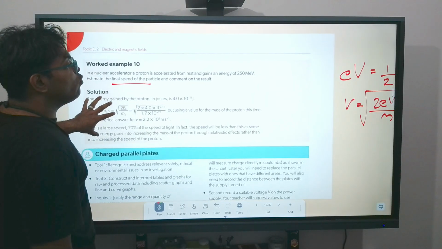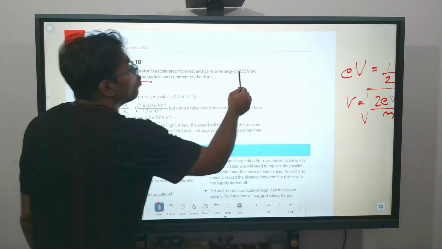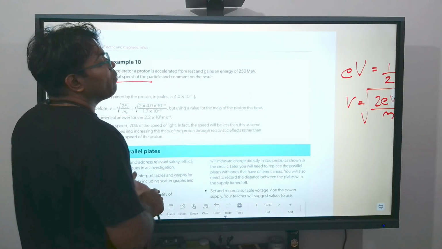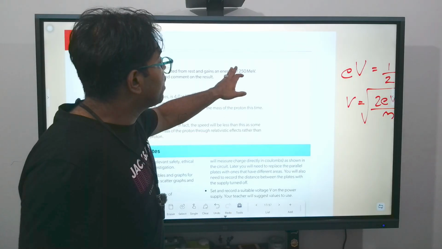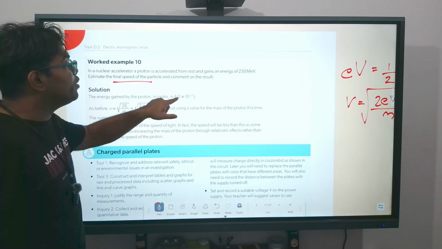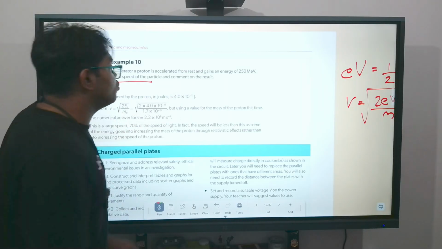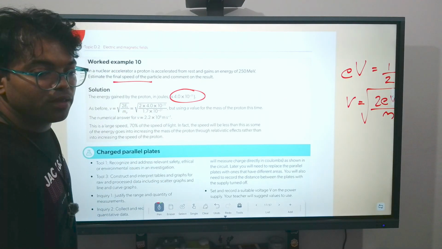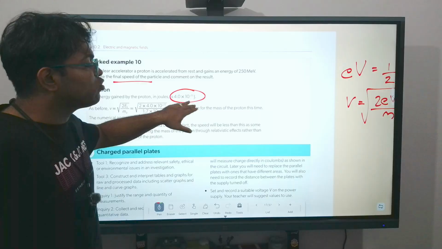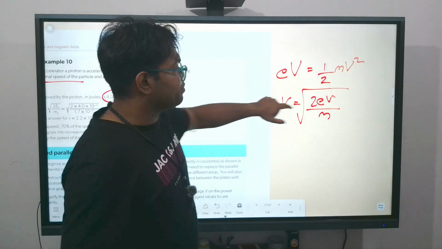So what do we know? 250 mega electron volts multiplied by 1.6 × 10^-19 will become equal to 4 × 10^-11 joules. So the electron volt was converted into joules first. Now this energy is going to be used here.